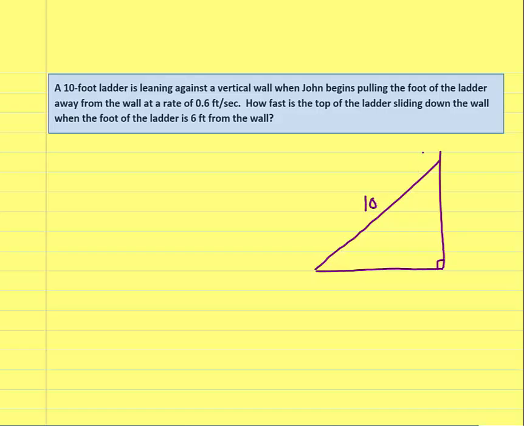Now it says, when John begins pulling the foot of the ladder away from the wall at a rate of 0.6 feet per second. So if we think about what is changing here, we'll call this x and this y, just because that's usually our horizontal and vertical values. If we're pulling the bottom away from the wall and the top is sliding down, what's happening is the base is changing, dx/dt is 0.6 feet per second. So that's dx/dt because you're pulling the foot of the ladder away from the wall.